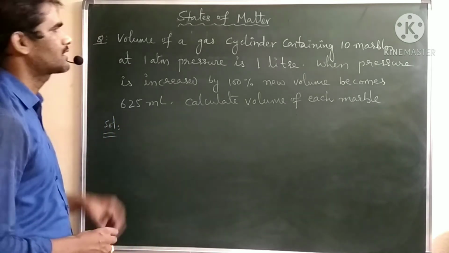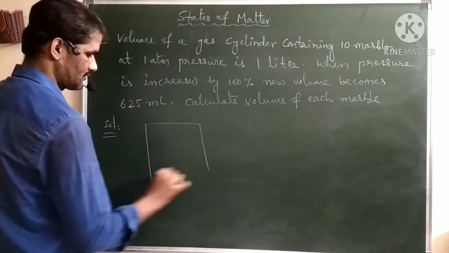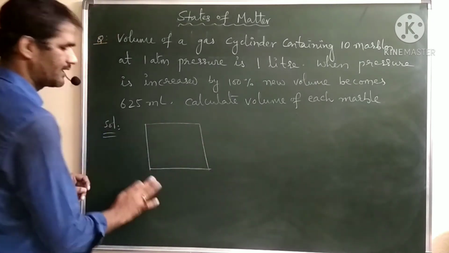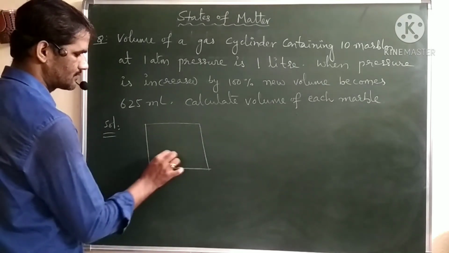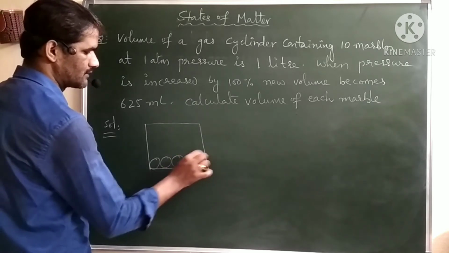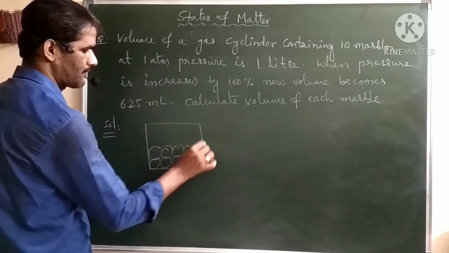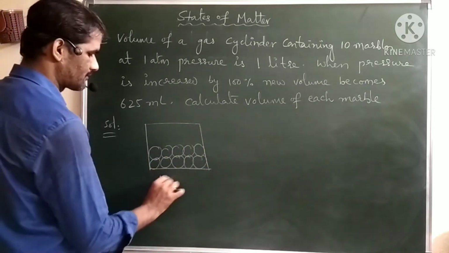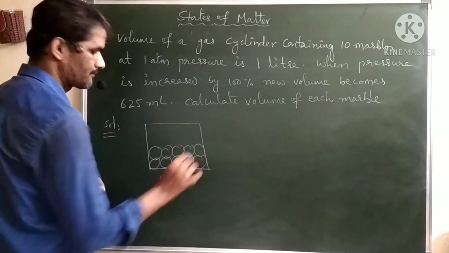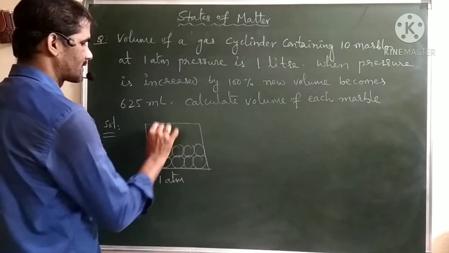So what is the question here? A cylinder, some cylinder here, containing 10 marbles. Let us assume the 10 marbles. And these are present at 1 atmosphere. And the volume of this container is 1 liter.